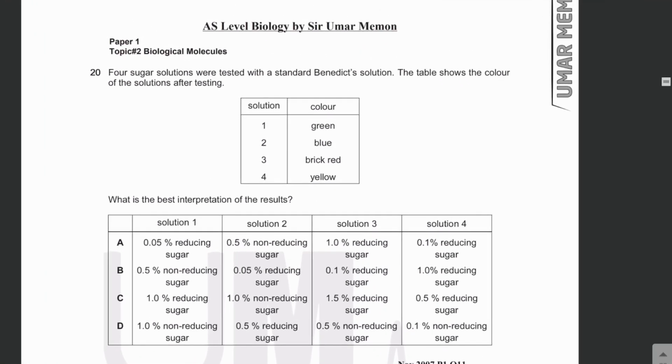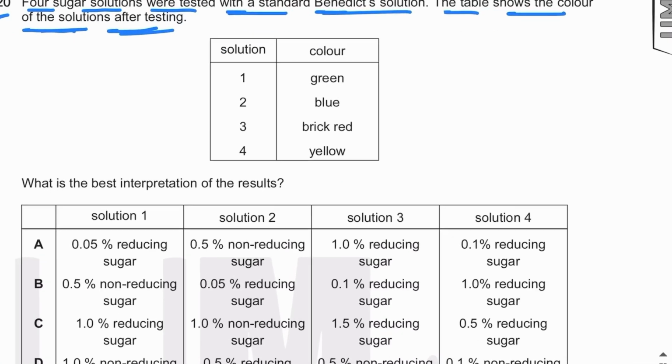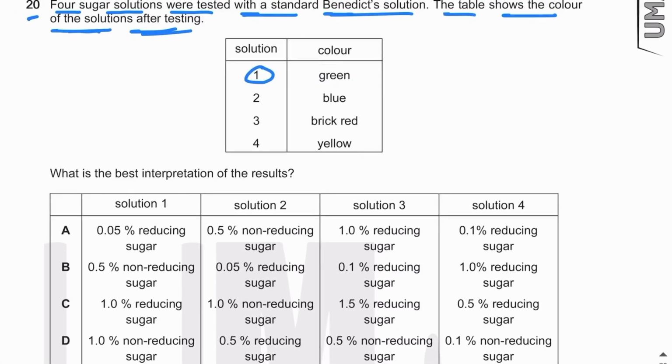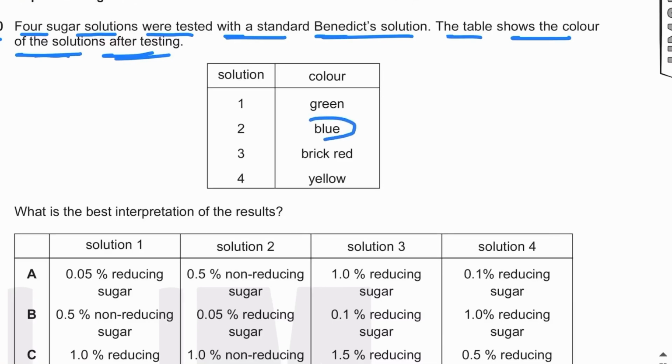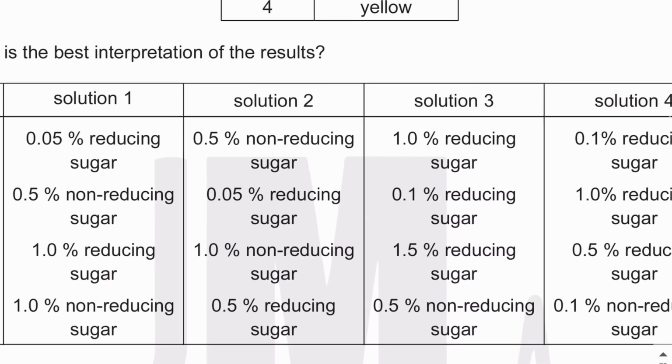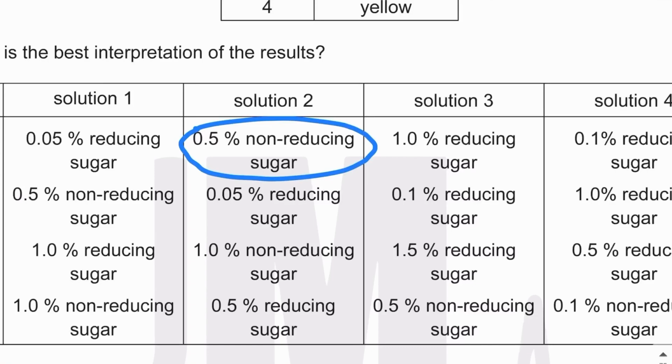Let's move on to MCQ number 20. 4 sugar solutions were tested with the standard Benedict's solution. The table shows the color of the 4 solutions after testing. Right. So guys, solution 1 gives a green color with Benedict's. Solution 2 gives a blue color. Solution 3 gives a brick red color. And solution 4 gives a yellow color. So guys, always remember that if a solution gives a blue color with Benedict's solution, it means reducing sugars are absent. So in solution 2, non-reducing sugar could be present, because non-reducing sugar tests negative with Benedict's, right?